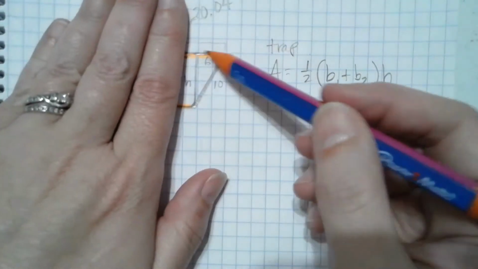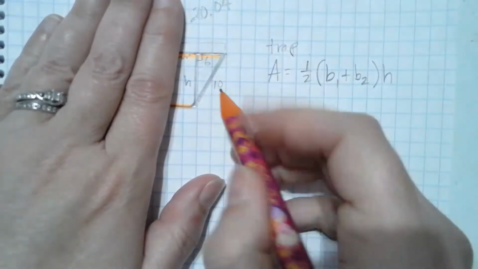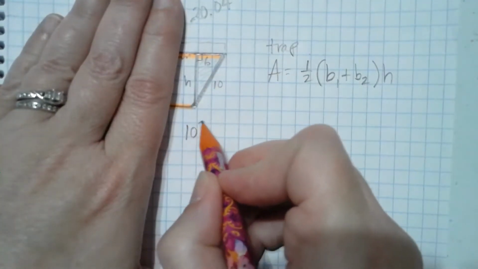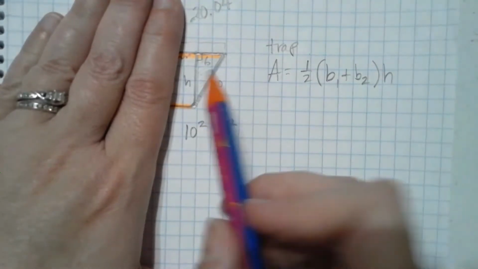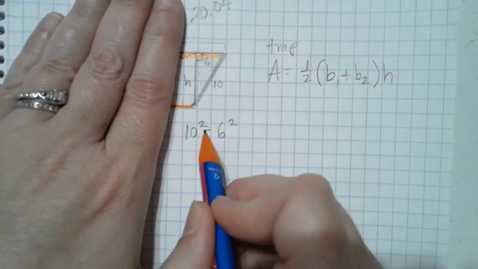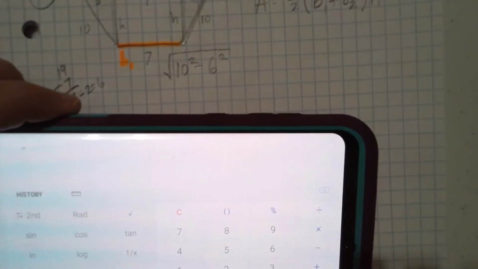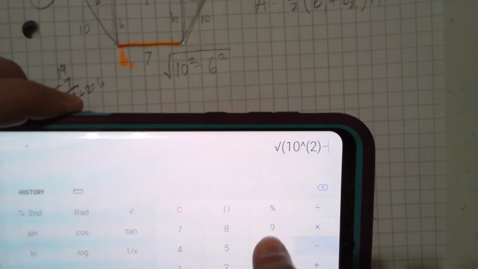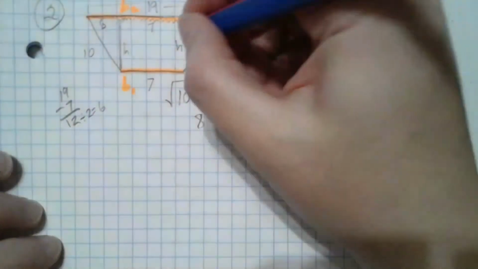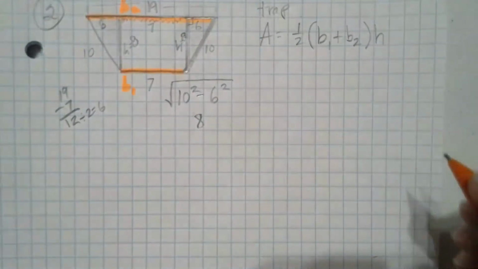If I cover all of this stuff up, you see this little triangle right here that I have colored in? We're going to use the Pythagorean theorem to find the missing side on that. So I've got a 10 squared and a 6 squared. Do we want this side to be bigger than 10 or smaller than 10? Smaller. And we'll put a square root over the top of all that. So the square root of 10 squared minus 6 squared equals 8. So this height is now going to equal 8 on either side, or wherever you want to put it.